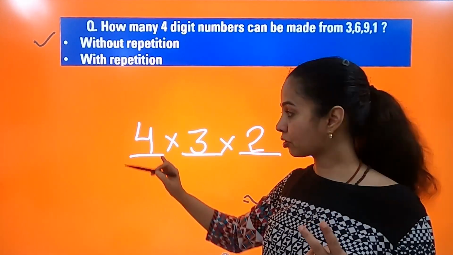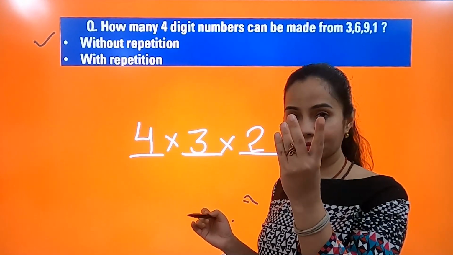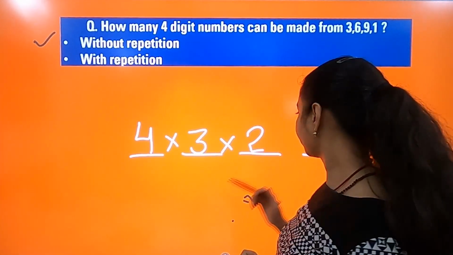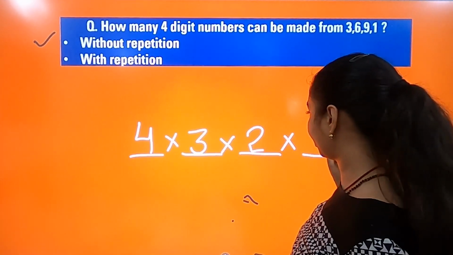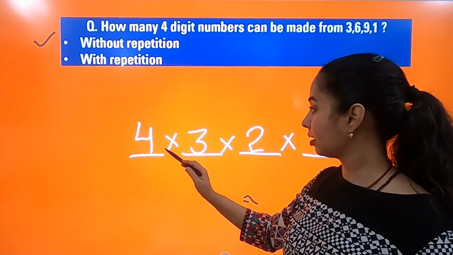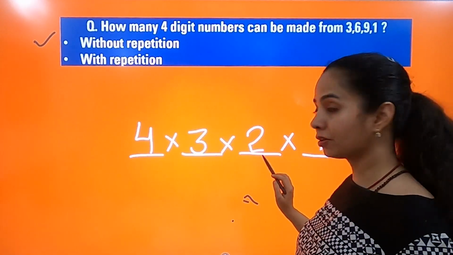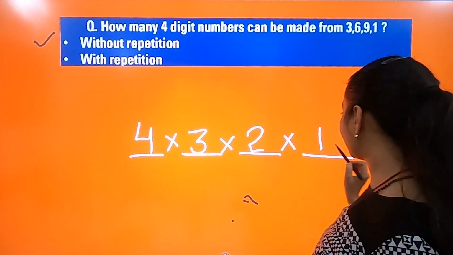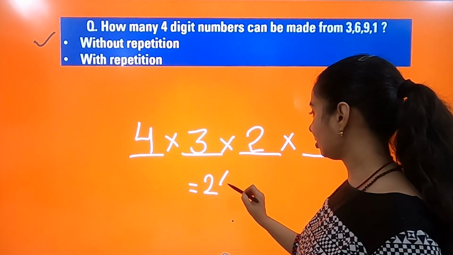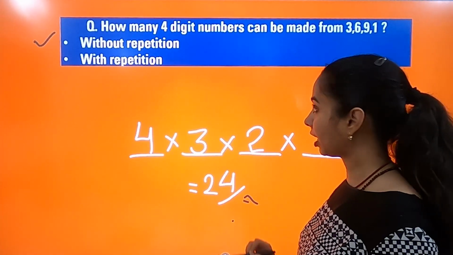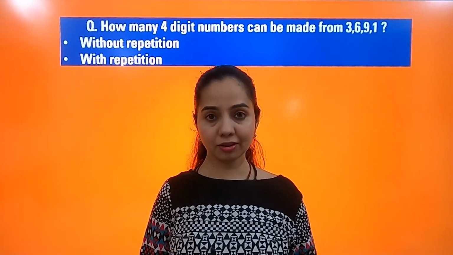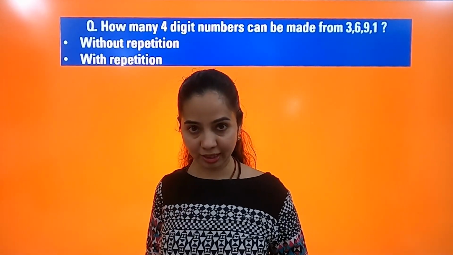How many digits have I used? 1, 2 and 3. I've used 3 digits. I'm left with just 1 digit. It's 1 here. So, how many numbers can be formed like this? 4 times 3 is 12, 12 times 2 is 24, 24 into 1 is 24. So our answer is 24 without repetition.